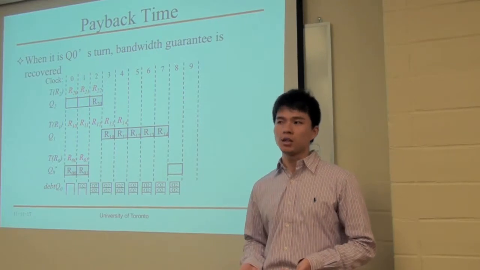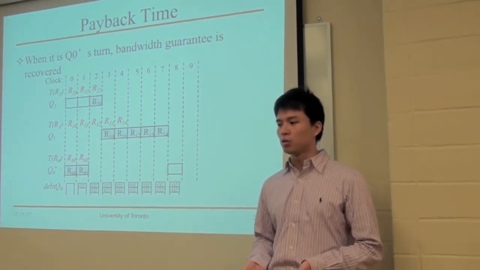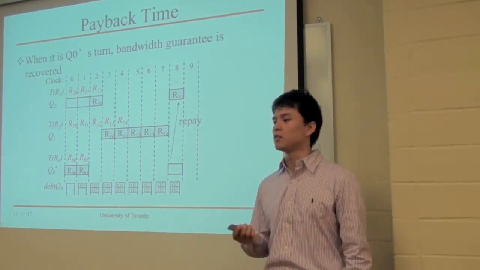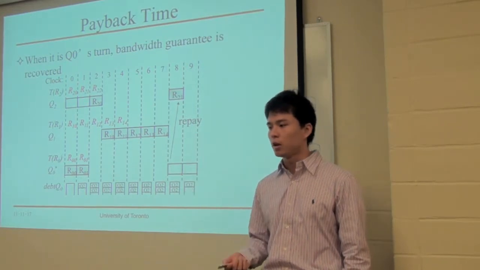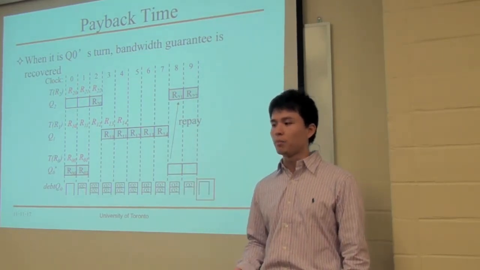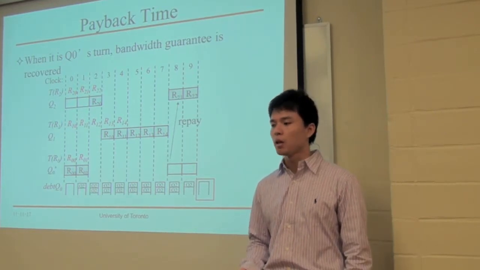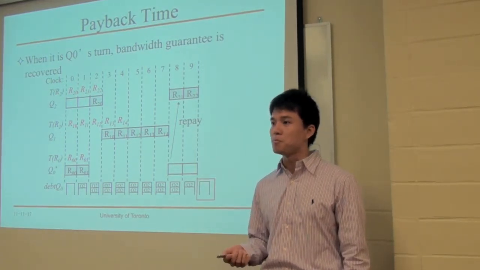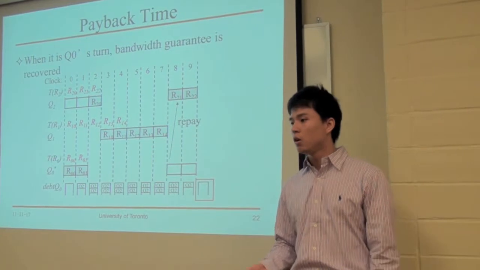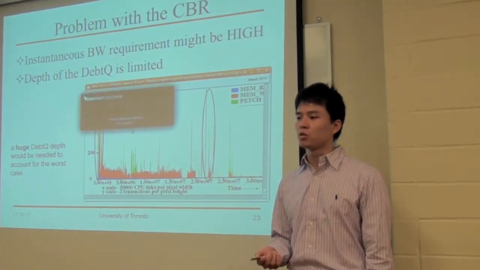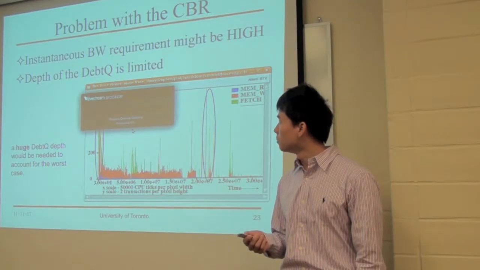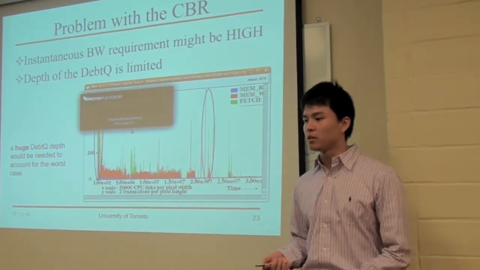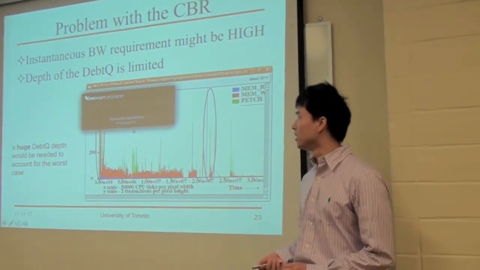if there's no request in its queue, it will check the data queue and start to repay the scheduling opportunity to Q2. Then Q2 finally has the chance to send the rest of its requests to the DRAM. In the end, the data queue becomes empty and the bandwidth guarantee is recovered. So we can see that with a data queue with a depth of 2, the data queue can provide minimum latency guarantee to Q0. However, there's a limitation for the CBR mechanism. This is because it depends on the depth of the data queue to provide minimum latency guarantee.